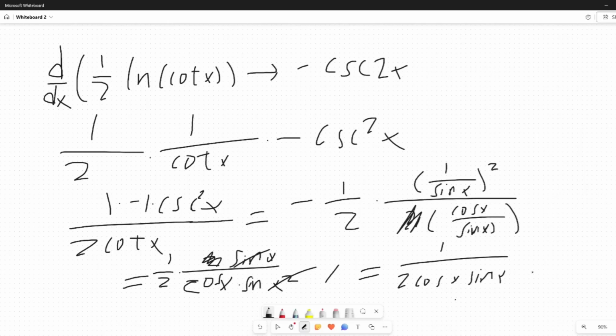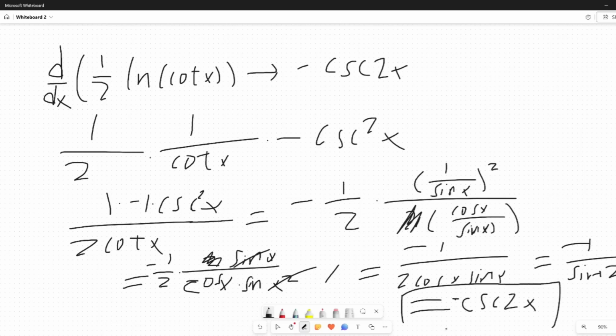Let me double check this identity. Yeah, it's actually the double angle identity. So 2 sine x cosine x equals sine 2x, and this becomes 1 over sine 2x. I know you guys can't see that, but that would give us cosecant 2x. I think we forgot the negative. It's supposed to be a negative all the way. We bring that over, and boom, we have the answer to part B. Alright, cool. Let's move on to part C.